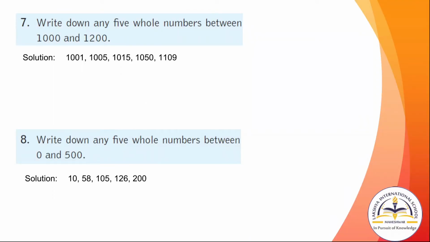Question number 7: write down any whole numbers between 1000 and 1200. You can write any number. Suppose 1001, 1002, 1003, 1004, 1010, 1100. Like this you have to write. Question number 8: write down any 5 whole numbers between 0 and 500. 10, 20, 30, 40, 50, like this you have to write the answer.